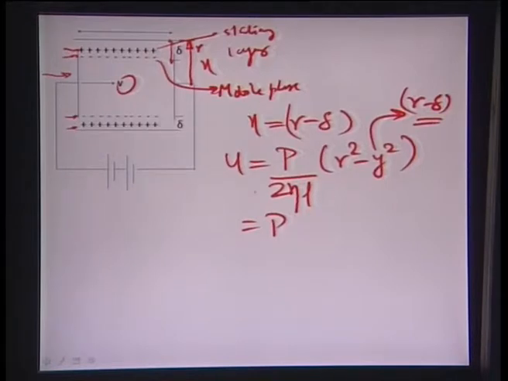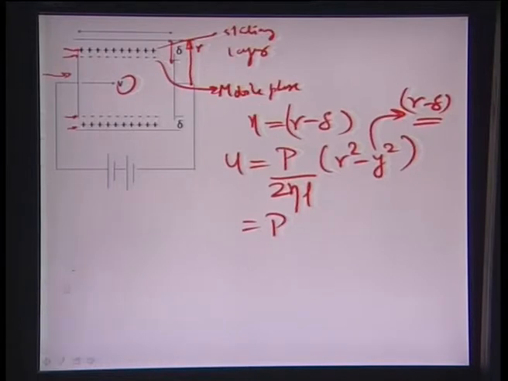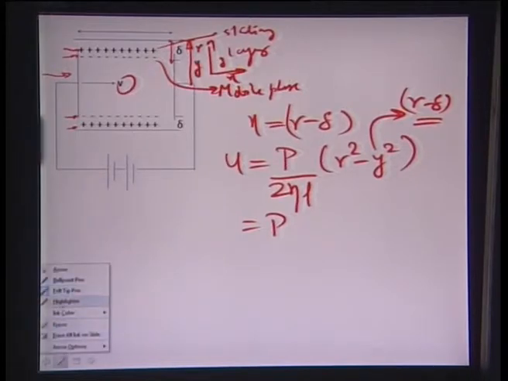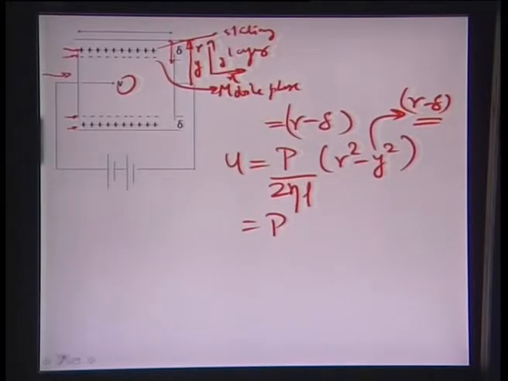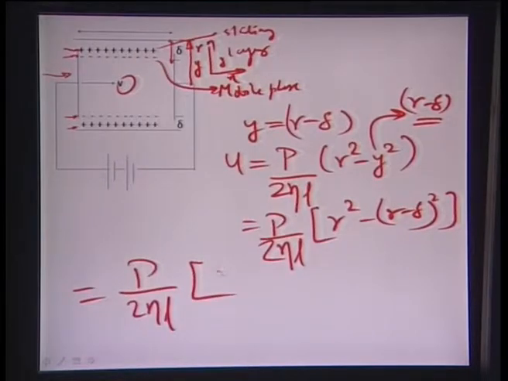So, let us say this is y, just for notational consistency: this direction is the y direction and this is the x direction. So, this is actually y, and this is also y equals r minus delta. So, r square minus y square can be represented as p by 2 eta L times r square minus r minus delta square, and if we calculate this, we are left with 2 r delta minus delta square.